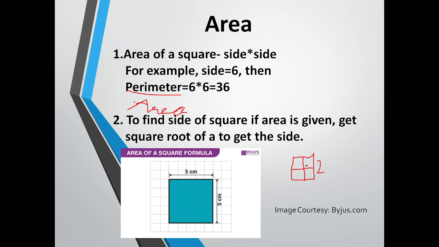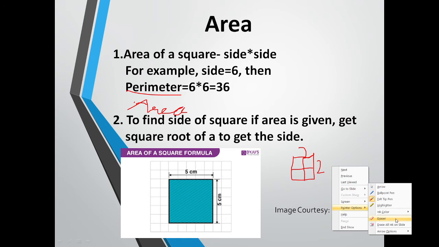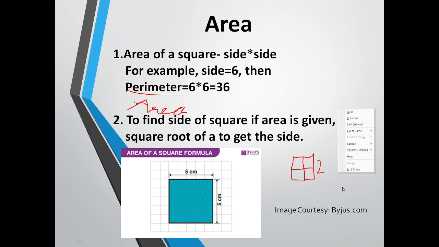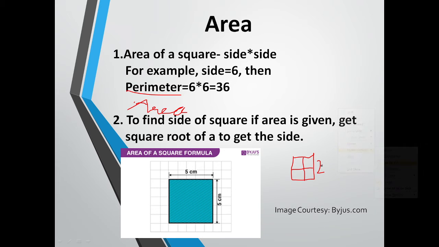And then the length of this side will also be 2. So this is also 2 square units. Then as this is 2 and this is 2, what we'll do is 2 into 2 to get the total area, which is 4, right? 1, 2, 3, 4. So that is how we find the area of a square.